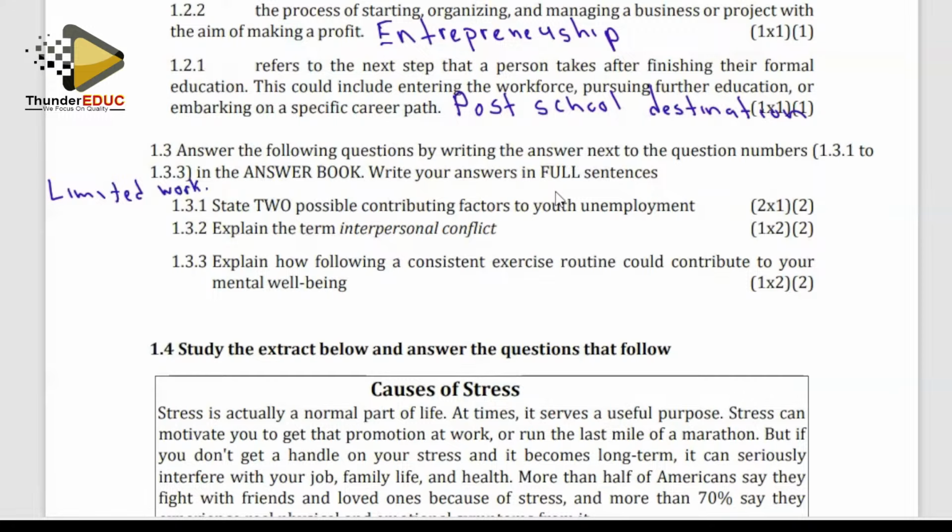workplace experience. Experience might disadvantage the youth during recruitment.